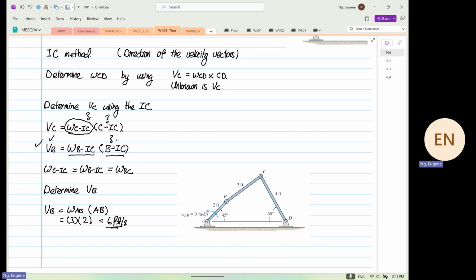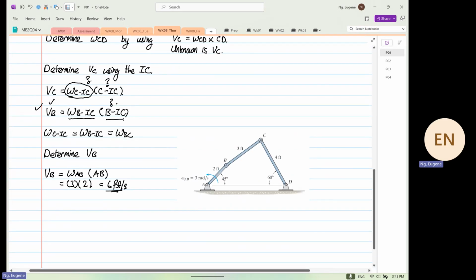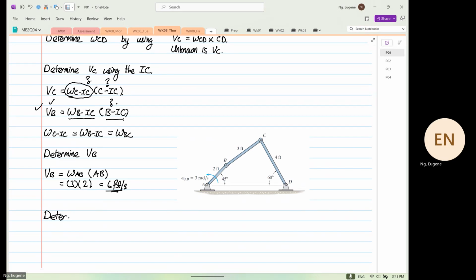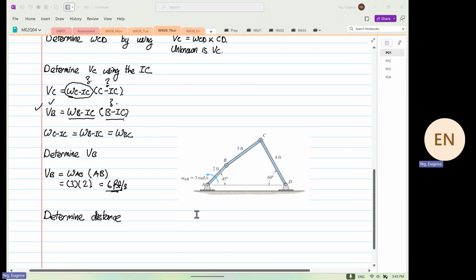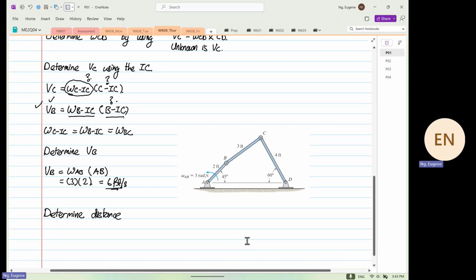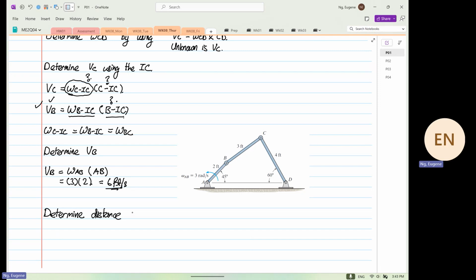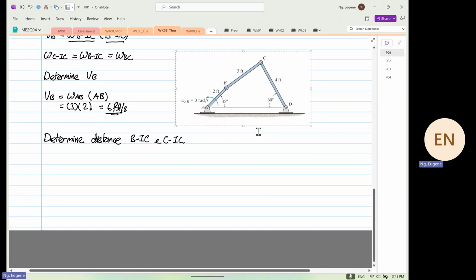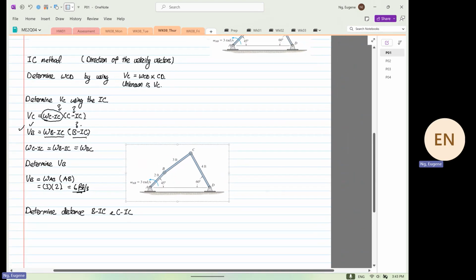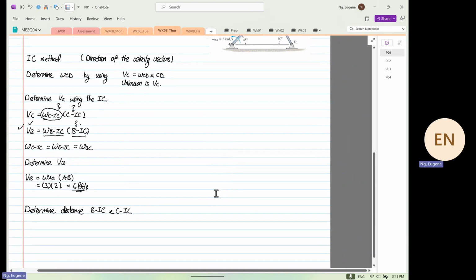We don't know our BIC and CIC. So the next thing we have to do is determine the distances BIC and CIC. I always have this phobia of forgetting to record. So we're going to determine the distance BIC and CIC. Now, this is the only part that is a bit, not difficult, but it requires a bit of analysis.